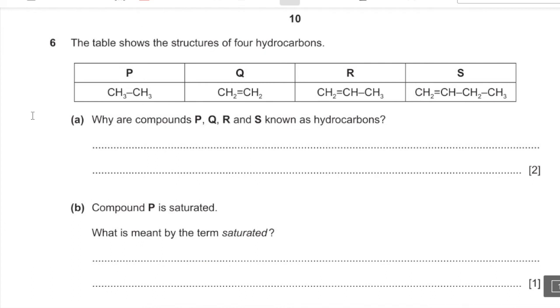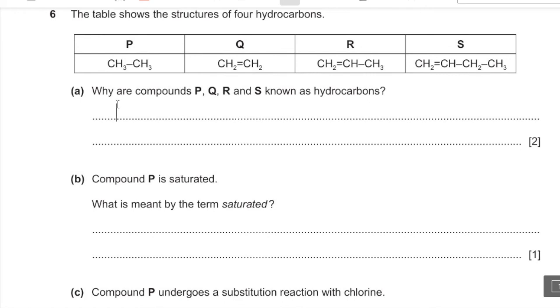Six, the table shows the structures of four hydrocarbons. A. Why are the compounds P, Q, R, S known as hydrocarbons? So we're supposed to be writing the definition of a hydrocarbon.